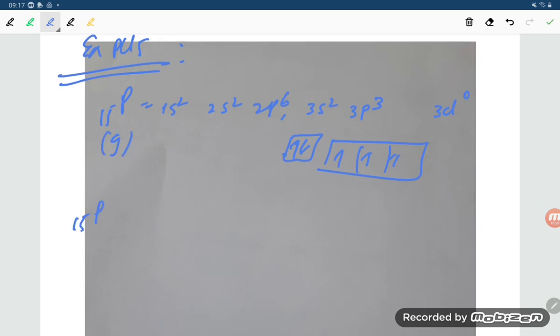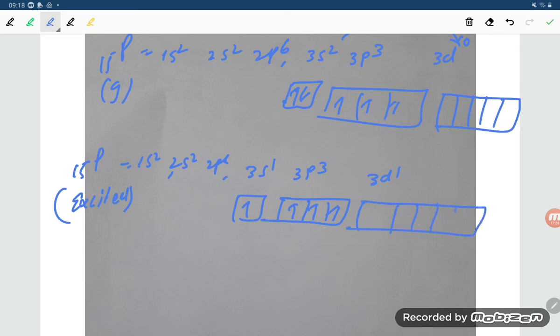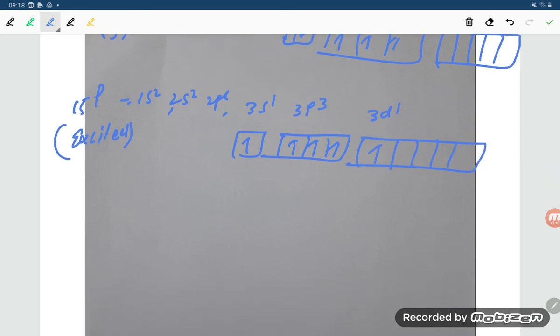Now phosphorus 15 will go to the excited state. When you are sending to the excited state, this electron will jump to the d orbital, student. We are having the d orbital like that, so it will jump to here. So the next configuration is 1s2 2s2 2p6 and 3s1 3p3 and 3d1. Now you can check, student: here 1 unpaired electron, here 3 unpaired electrons, and here 1 more unpaired electron.